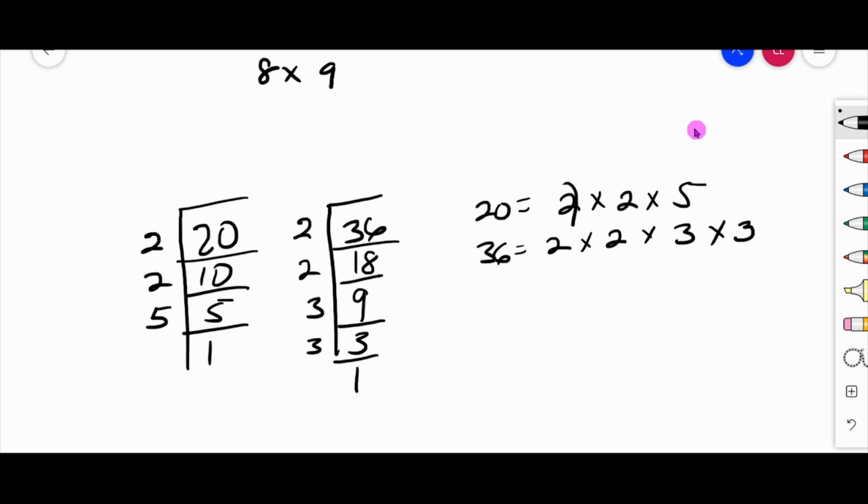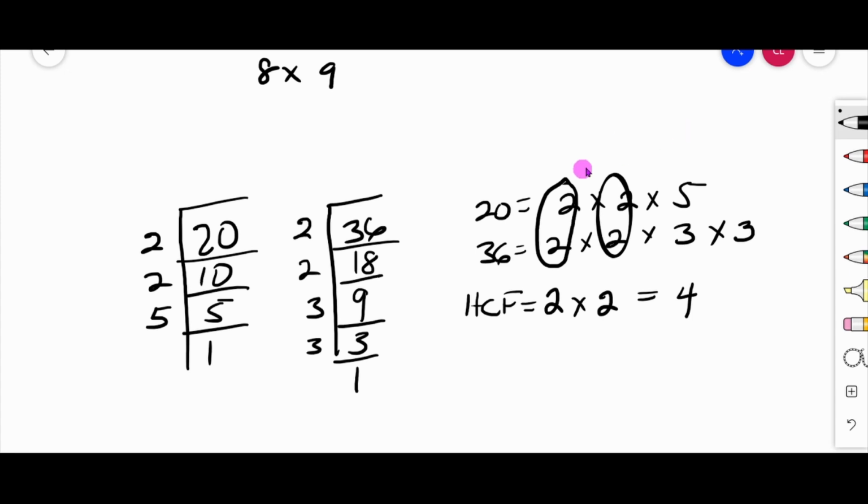common out of this. So 2 is common, so we'll keep this, and 2 is common, so we'll keep this. 5 is not common, 3 is not common. So our answer, the highest common factor, will be 2 times 2, which is 4. So the highest factor that 20 and 36 have is 4.